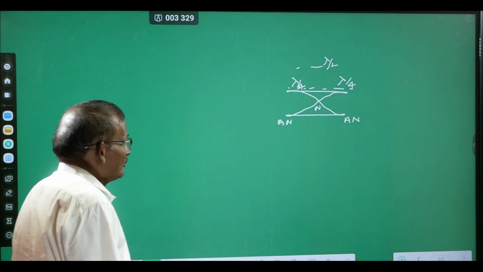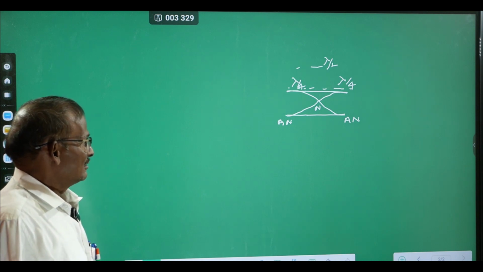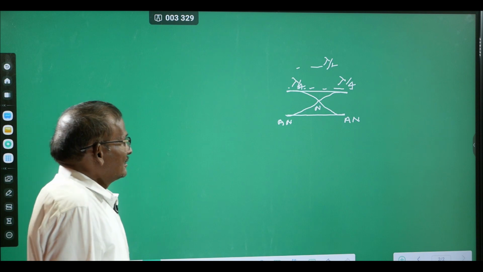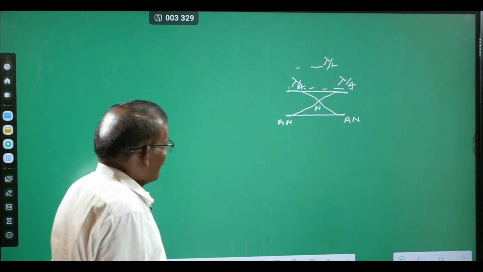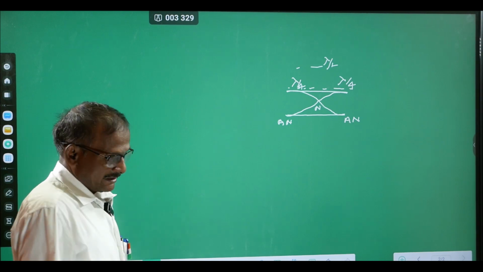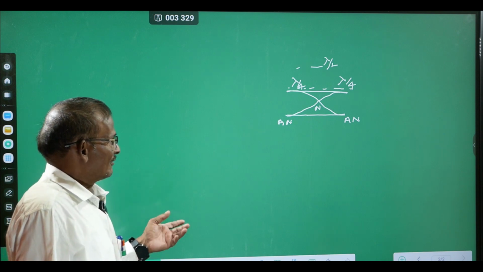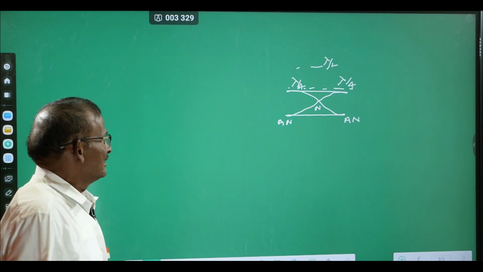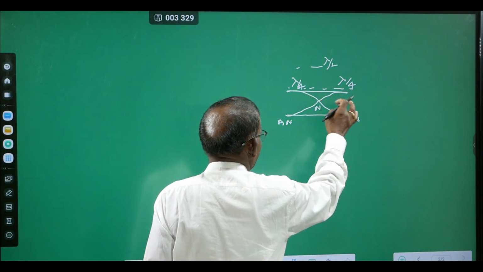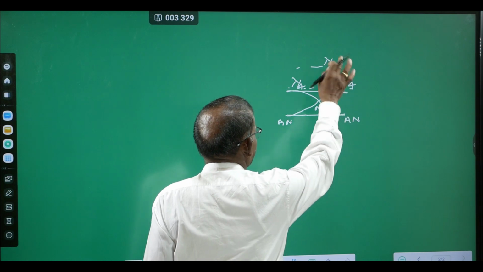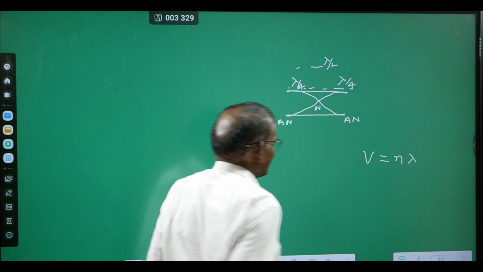Now I am going to explain how to find the first fundamental frequency, that is, the first harmonic. What is a harmonic? The frequencies of integral multiples of the fundamental frequency are called harmonics. Here, the distance between antinode and node is lambda by 4, and node and antinode is again lambda by 4. Total length is lambda by 2. This formula we use, V equals n lambda.